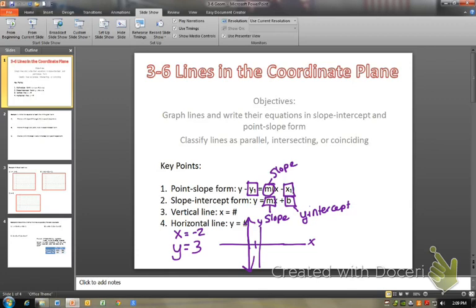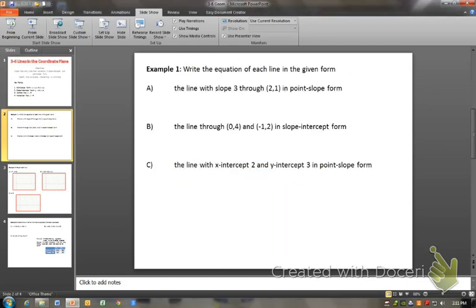But if you have y equals a number, you find that number on the y line and you make a horizontal line. And that's how you would do it. Remember, the slope for a vertical line is undefined, and the slope for a horizontal line is 0. So let's try some out.